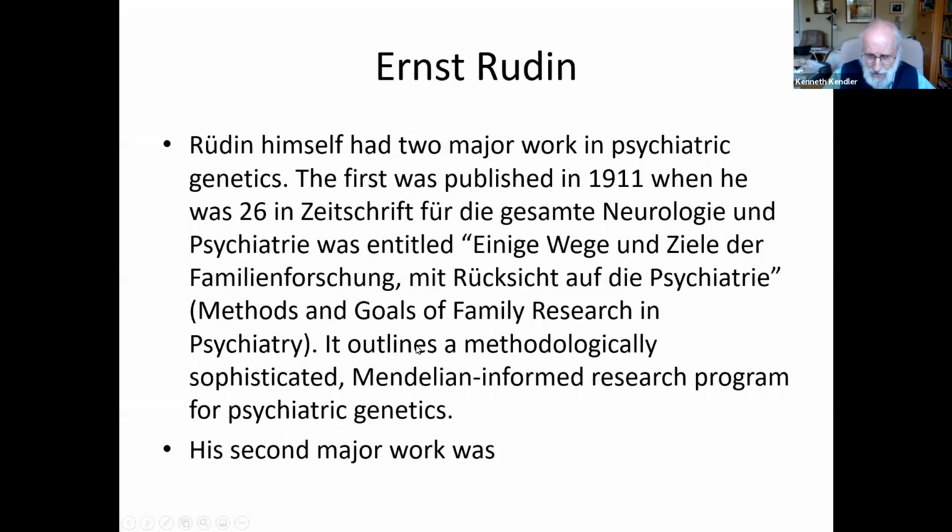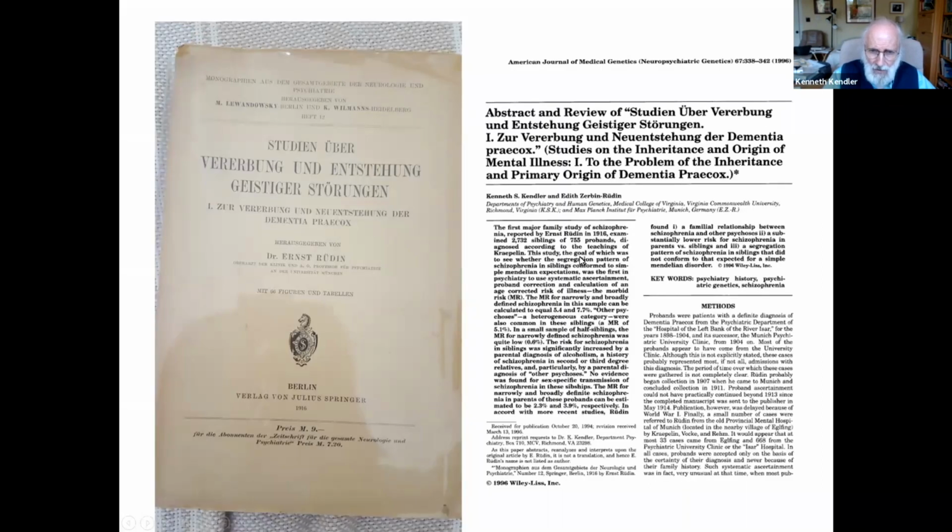It's an extensive article and outlines a methodologically sophisticated Mendelian-informed research program for psychiatric genetics, but you will notice in there a number of mentions about folk eugenic theories, about the folk and the wellness of the genes of the folk himself. His second major work was this, and along with his daughter, Edith Zerbin-Rüdin, more than 2 decades ago, I published in Neuropsychiatric Genetics a summary and abstract of this. The title would be Studies of the Inheritance and Origin of Mental Illness: To the Problem of the Inheritance and Primary Origin of Dementia Praecox.